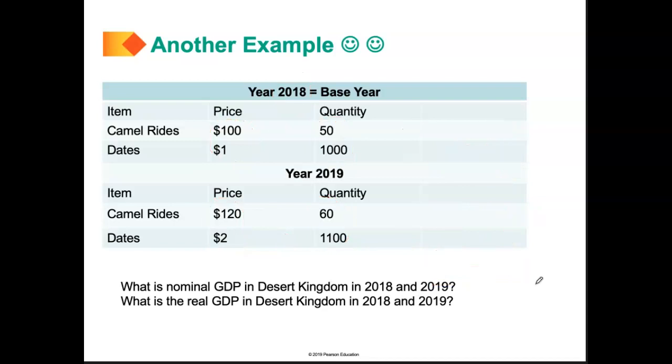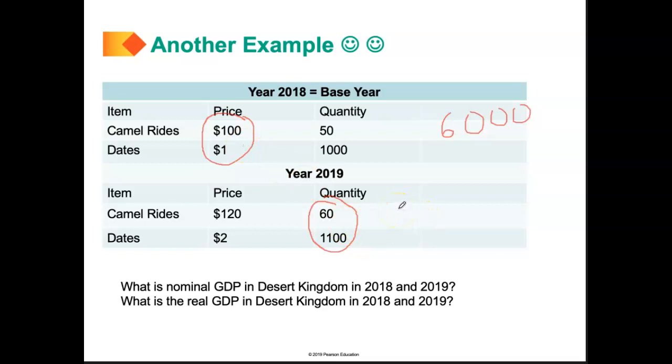Now we need to find the real GDP in 2018. Remember, the real GDP in the base year equals the nominal GDP in the base year. So we know that this is going to be 6,000 as well. But what is the real GDP in 2019? Again, remember, with the real GDP, you use the prices in 2018 corresponding to their quantity in 2019. So you use current year quantity, but you use prices in the base year.